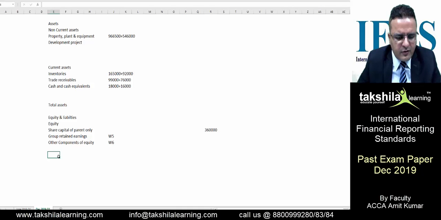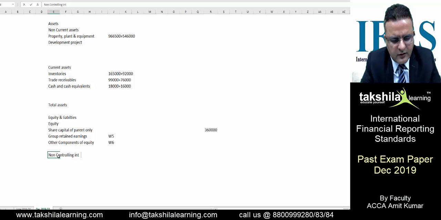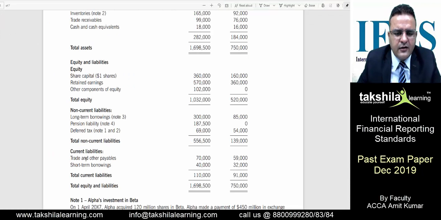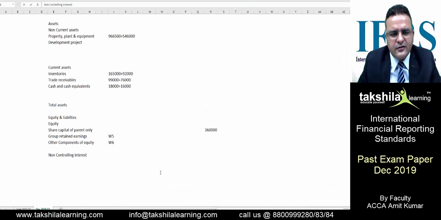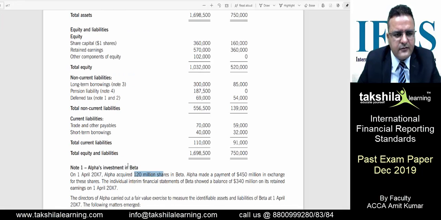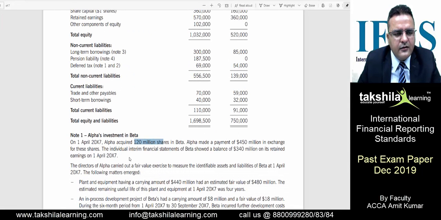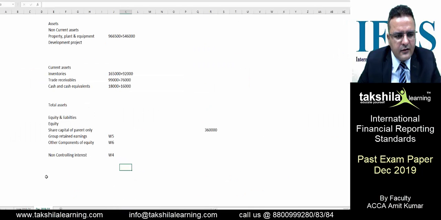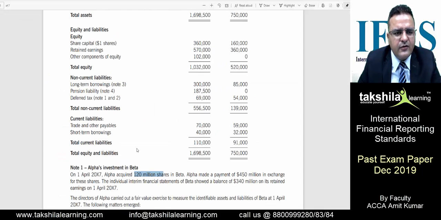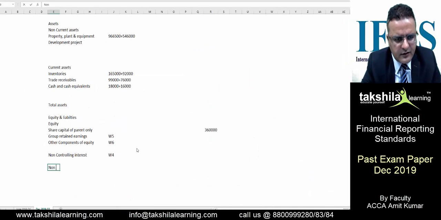Apart from this, there will be one more item which will be including, that will be non-controlling interest. Because we just noticed that Alpha did not acquire 100%. They acquired 120 million out of 160, which gives us an indication that there is a non-controlling interest. Non-controlling interest working is working note number 4. So we'll get the total equity, and after that we have non-current liabilities.